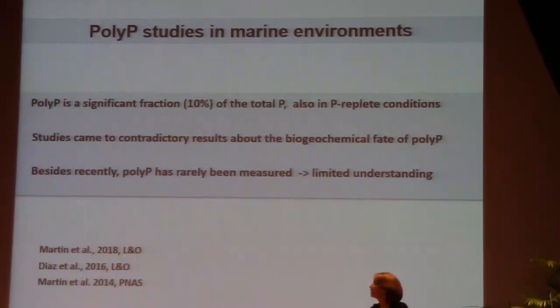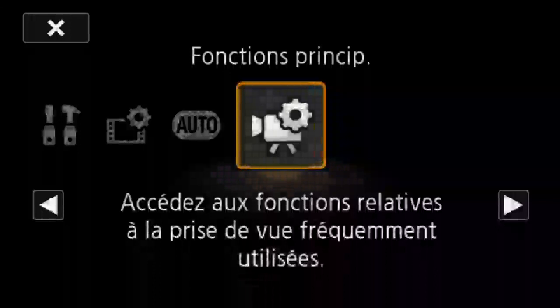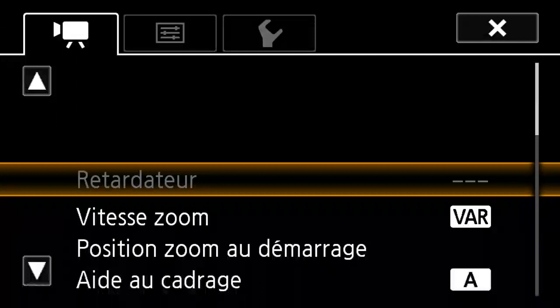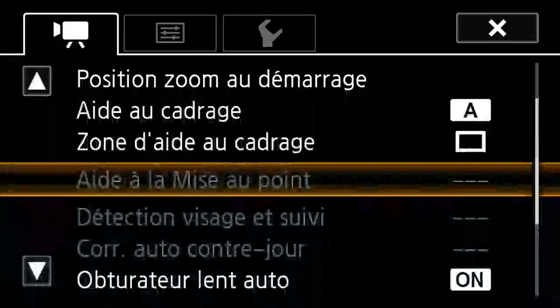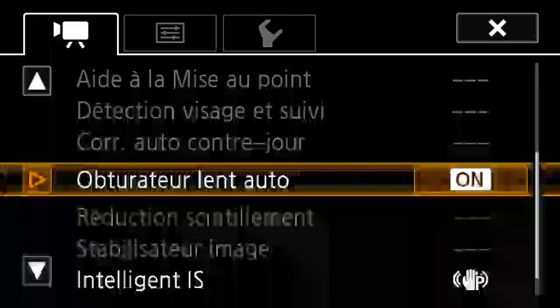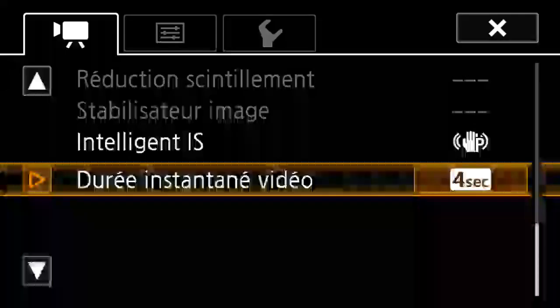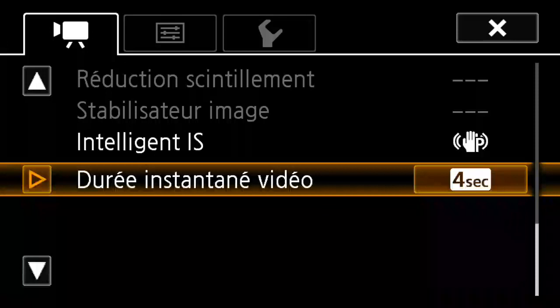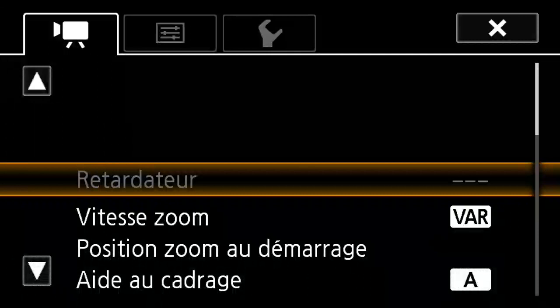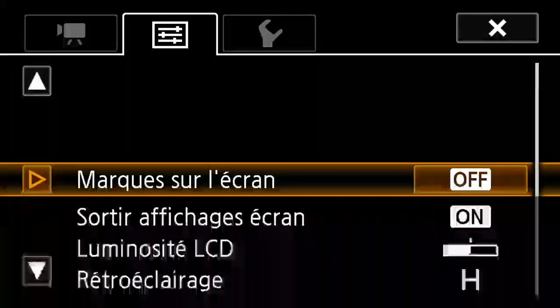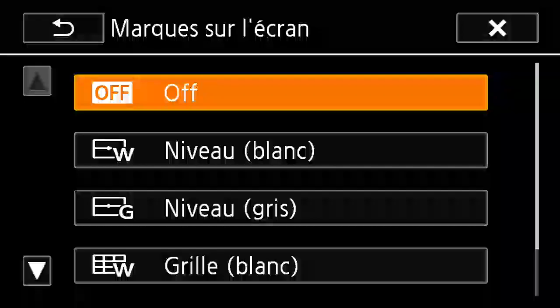And besides, recently, we don't have many data on poly P, on the fate of poly P, so the understanding is really limited. And that is what we can see here, the controversy. The pioneer study from Martin et al. 2014 was set in different phosphorus concentration environments. One is very high and the other is low. And what they found was completely opposite to what we would expect.